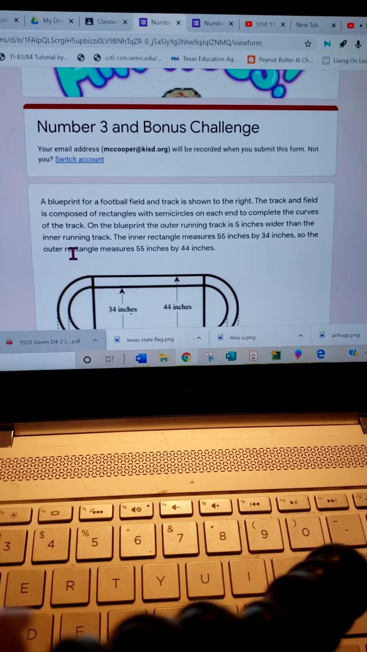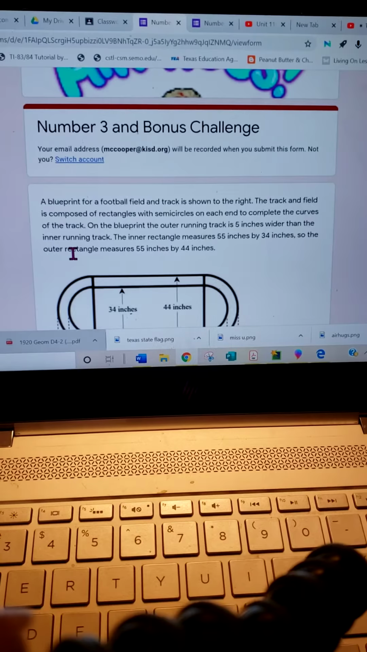Okay, number 3, the one about the track. Now this one was tricky and had quite a bit of thinking involved in it, and I did put quite a bit of help on the classroom attachment, so I want to walk you through this one. So when you go into Classroom, there's where number 3 is.